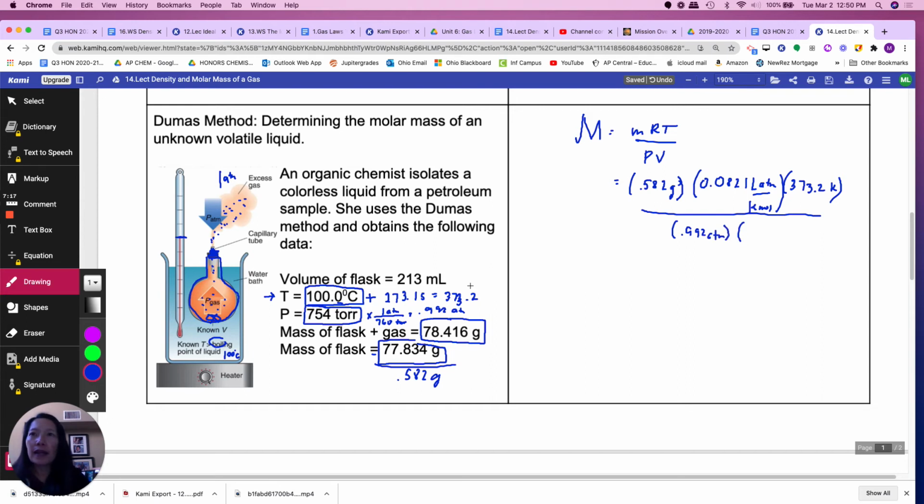Now the volume of the flask: you have to figure out how much volume this flask has. You can do that a few ways. You can fill it up with water, of course after the experiment, to the top, and then use a graduated cylinder to measure how much water it took all the way to the top. They got the volume to be 213 milliliters, so you have to convert that to liters, divided by 1,000. 1,000 milliliters is 1 liter. So 0.213 liters.